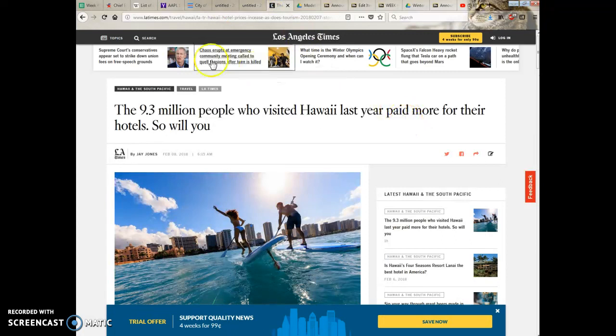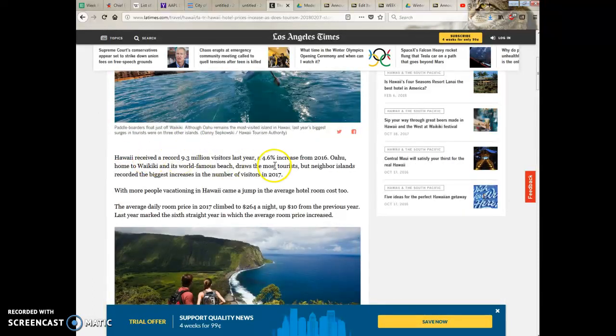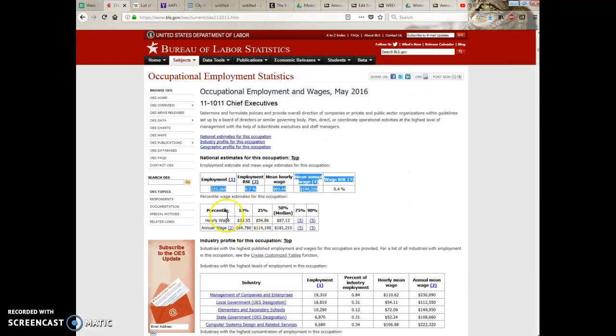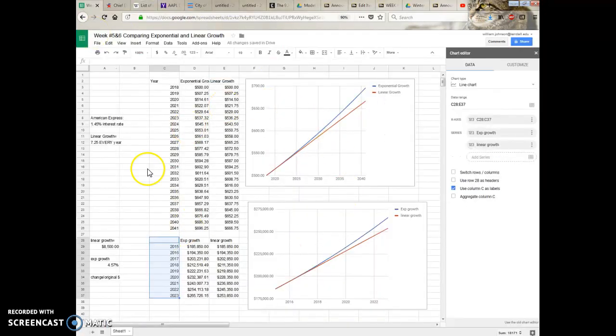If you just go to random internet searches on a topic of interest to you, hospitality. Hey, Hawaii visited. So I just read this article. Hey, here's visitors. 4.6% increase. Wow, I'm ready. I can use these numbers to calculate a grid like this. So don't let yourself limit yourself to just economic data. We could say, hey, hospitality data. Look at, here's the price of a hotel, how it's changing. So find something of interest to you. Go dig in and then create some of these graphs.